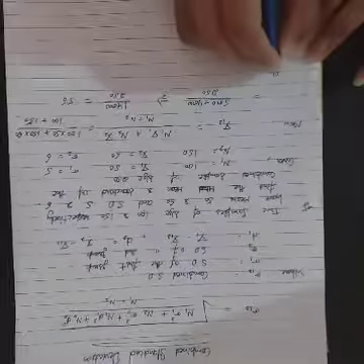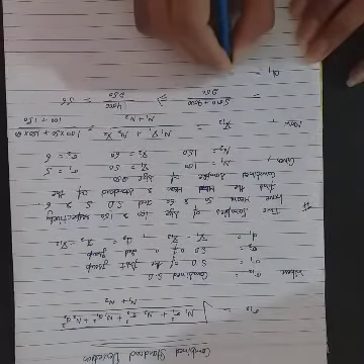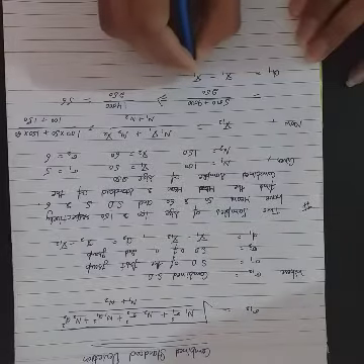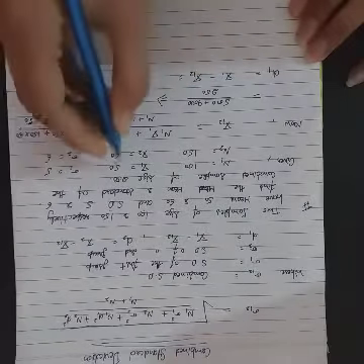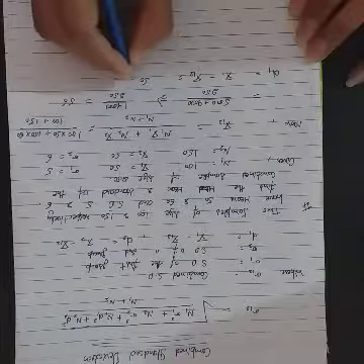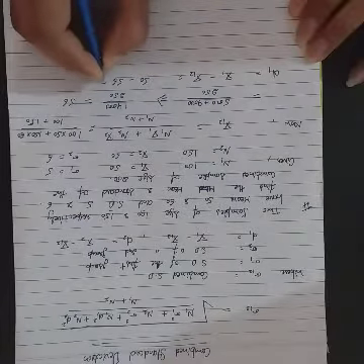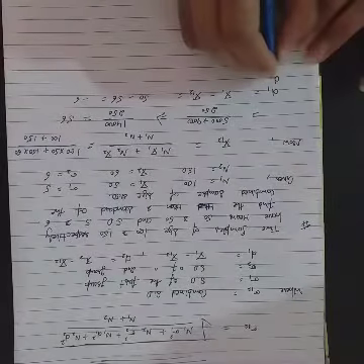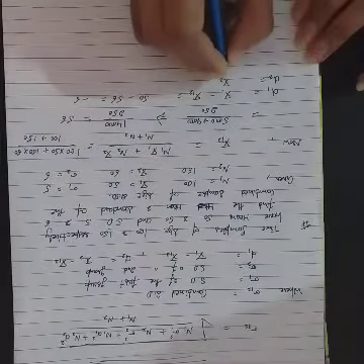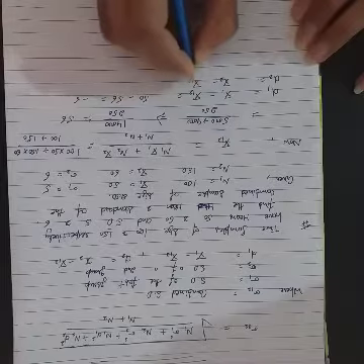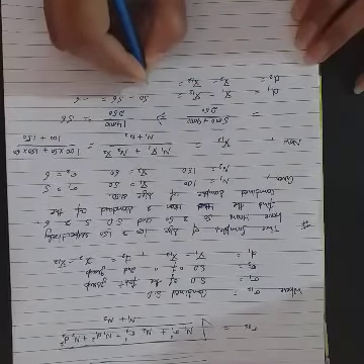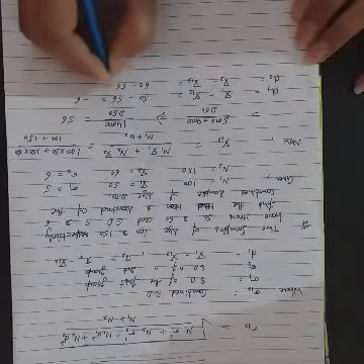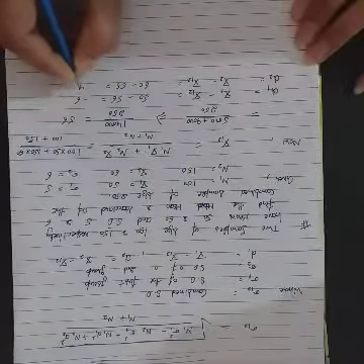Now we will find out the value of d1. d1 is equal to mean 1 minus combined mean. The value of mean 1 is 50, minus combined mean 56, is equal to -6. Now d2 is equal to mean 2 minus combined mean, 60 minus 56, is equal to 4.